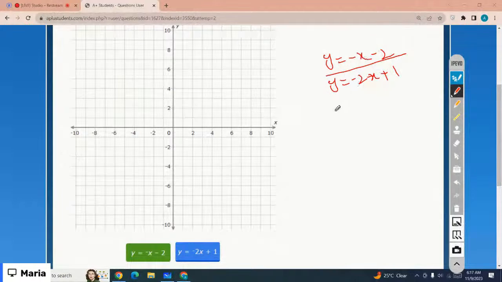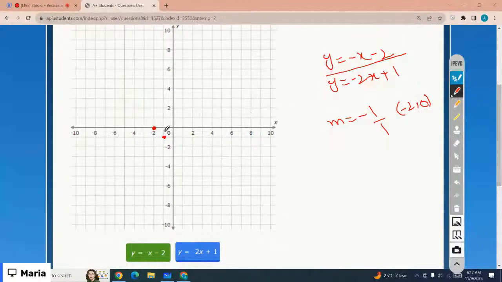The slope for equation 1 is negative 1 over 1, right? And the y-intercept is negative 2, right? Let's just plot these points. X is 0, y is negative 2. Then slope is negative 1 and 1. That means move down 1 point and right 1 point. So that would be this one. That is the line for equation number 1.